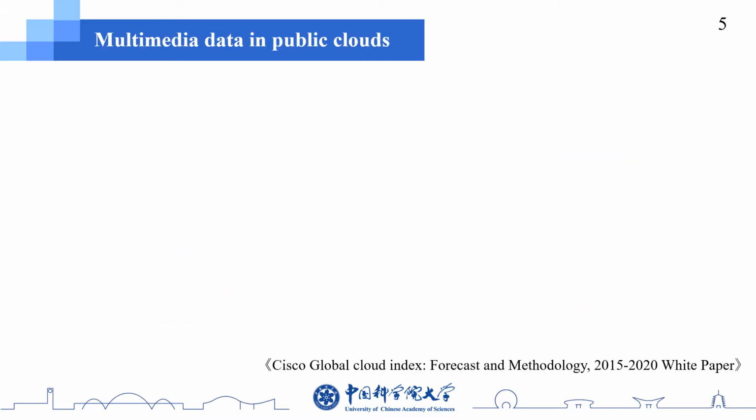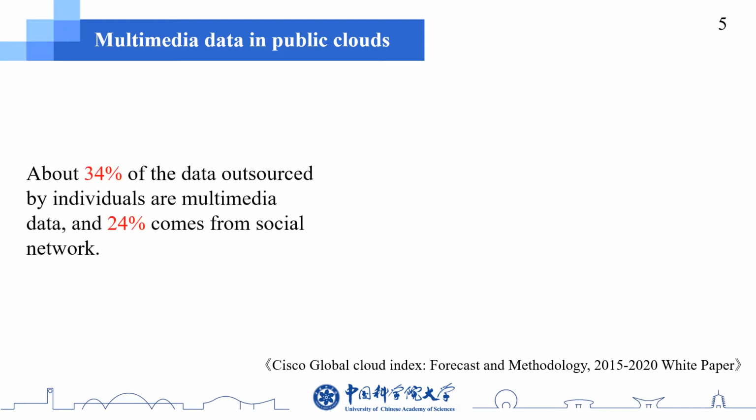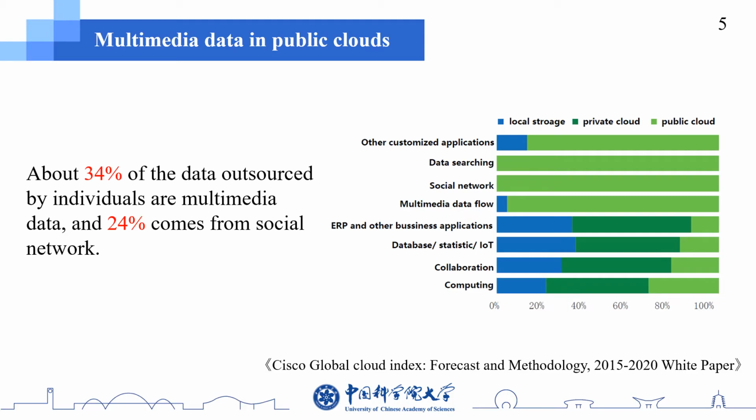According to the technical report from Cisco, about 34% of data outsourced by individuals are multimedia data, and 24% comes from the social network. Besides, most multimedia data and nearly all the data from the social network are stored in public clouds nowadays. So, considering the large volume of multimedia data stored in public clouds, performing deduplication over them could be beneficial.